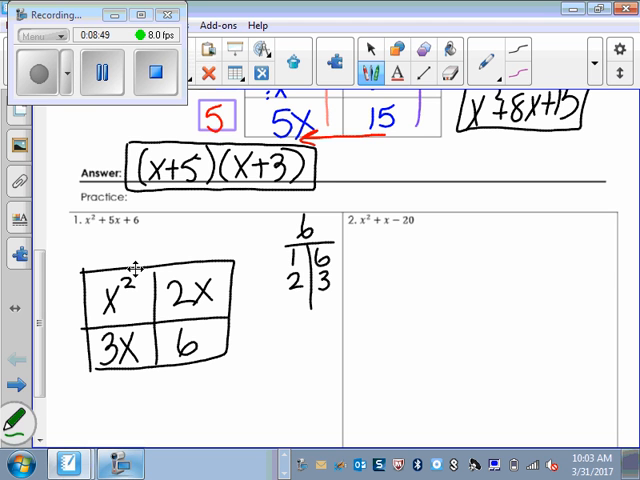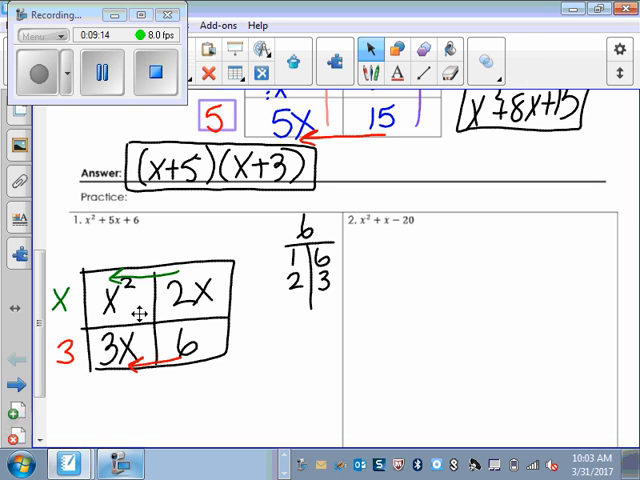I'm going to look horizontally between these two. What is the common factor of these two terms? x squared and 2x both share an x. So I'm going to put that x on the left-hand side. Then I'm going to look at 3x and 6, and they both share a factor of 3. So I have my first term there.